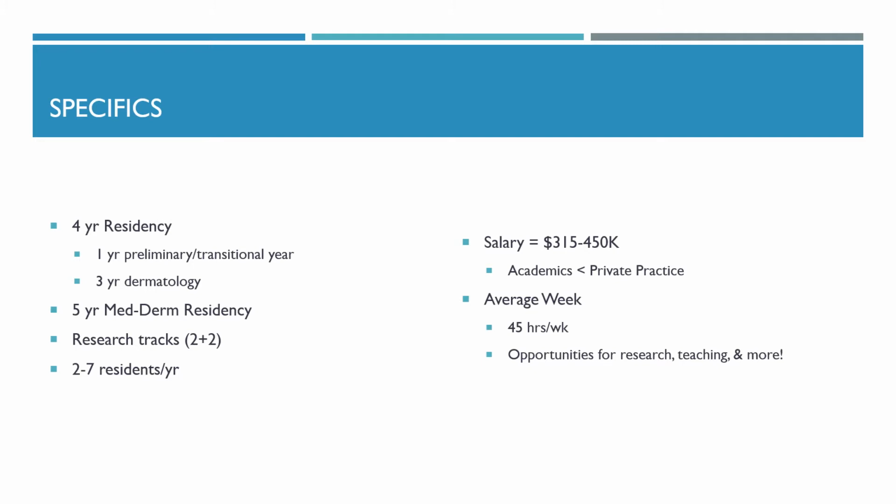The salary, once you're done with residency, can range, of course, depending on what area of the country you're living in, and of course, what setting. Academics tends to make a little less money than private practice, but that range for dermatology is somewhere between $315 to $450K per year. And your average week as an attending, most attendings work between 40, 45 hours a week.